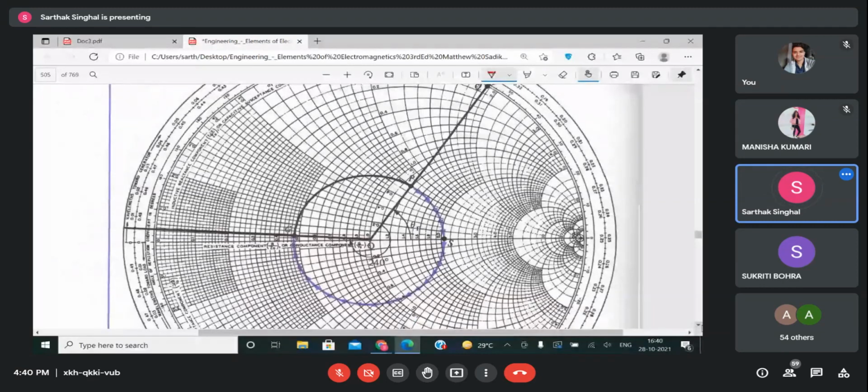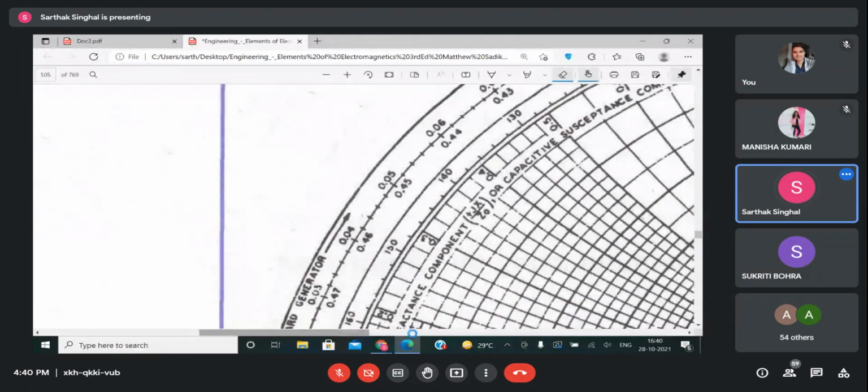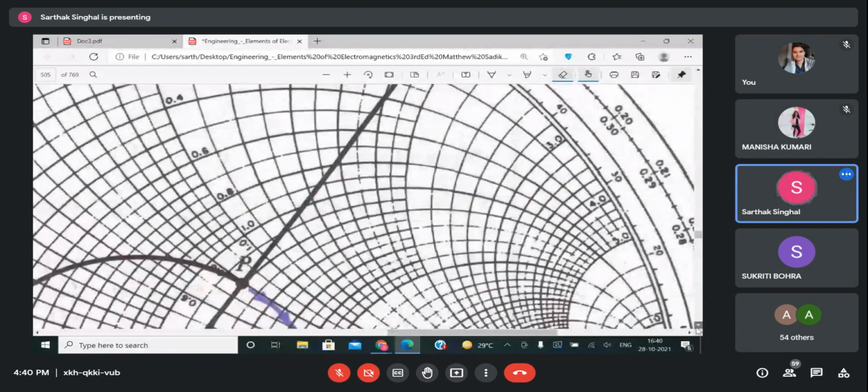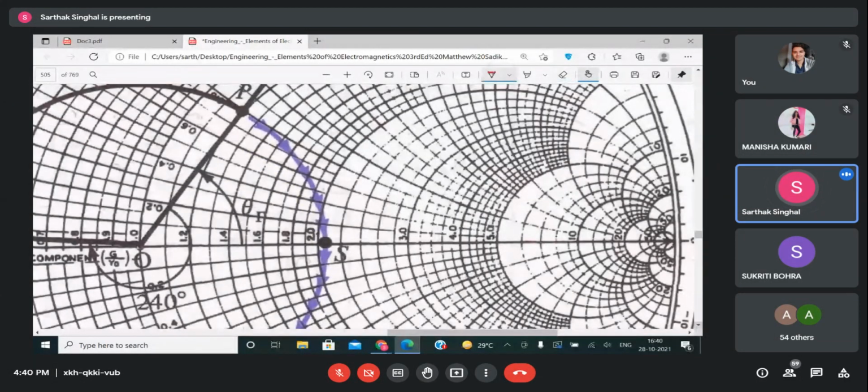So which is your 1.2 circle in the resistance ones? Is this the circle of 1.2? Sir, actually, the numbers are not visible clearly. Okay, let me. Yes, sir, now they are visible. So is this the R equal to 1.2 circle?